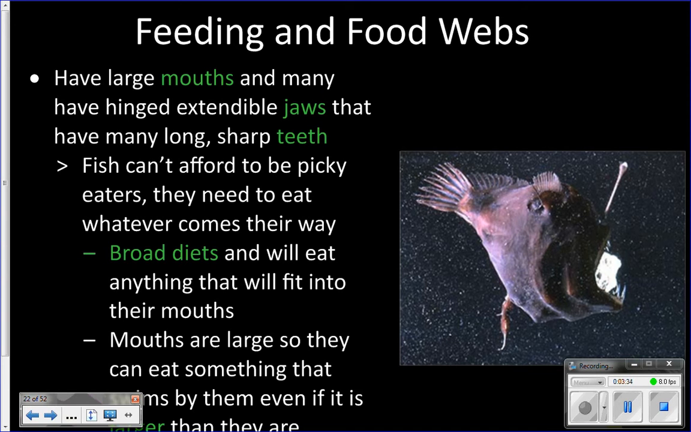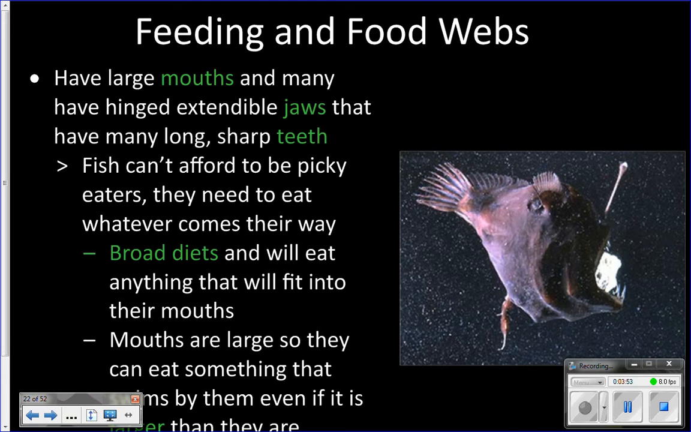If they do eat something maybe even that's larger than themselves, their stomachs can adapt to that. They actually have these huge expandable stomachs. They can swallow these things and then their stomachs will expand to fit that giant meal. So you can see that in the picture.